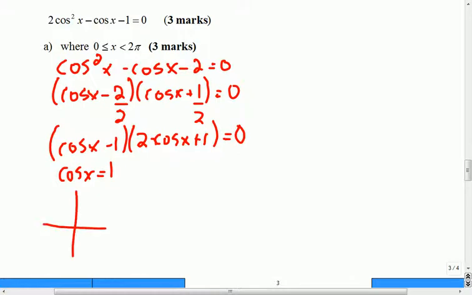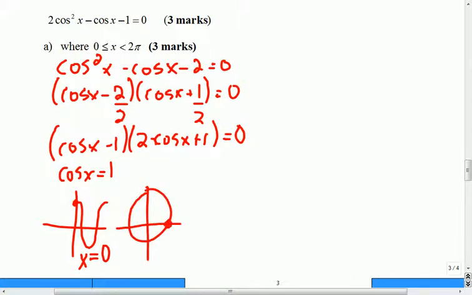Okay, so if you like the graph, that'll be right there at 0. So x equals 0, or if you like the unit circle, that's right here, and the angle is x equals 0. Okay. The other equation is this one, which is 2 cosine x plus 1 is 0.